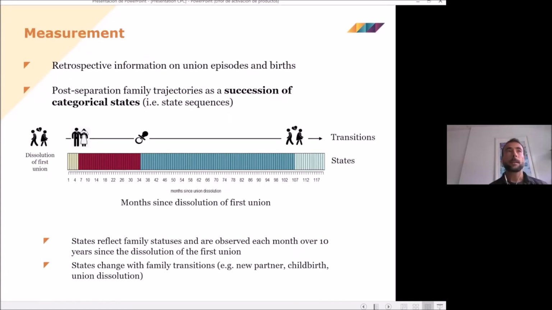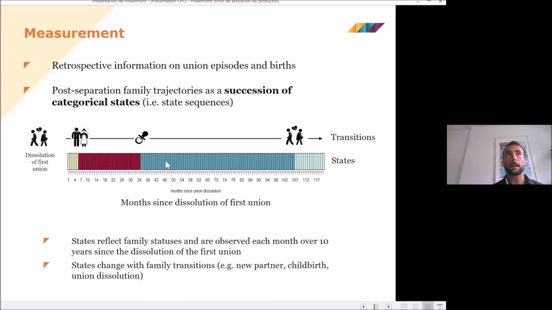And to build our measure of family trajectories, we use the retrospective information on all past union and birth episodes that are reported by each respondent. And we conceive family trajectories as state sequences, which are successions of categorical family states.